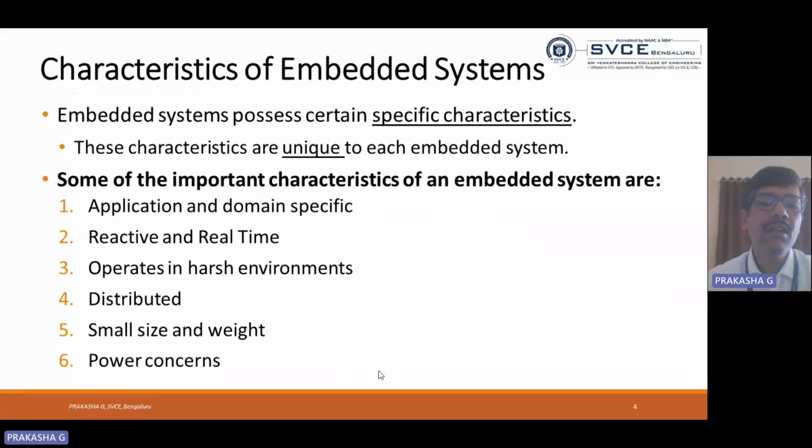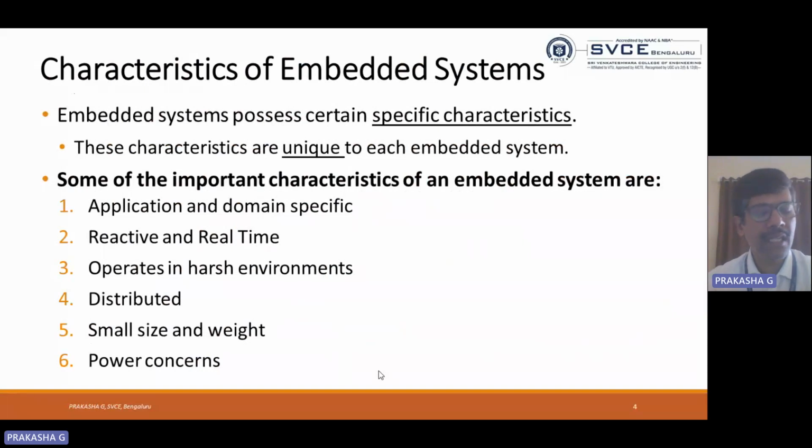Similarly, reactive and real time. Embedded systems can be categorized such that some are reactive, meaning they react based on an event or an input. Some of them are real time, so efficiency is very important with respect to real time embedded systems. We'll look into that. Similarly, operates in harsh environment.